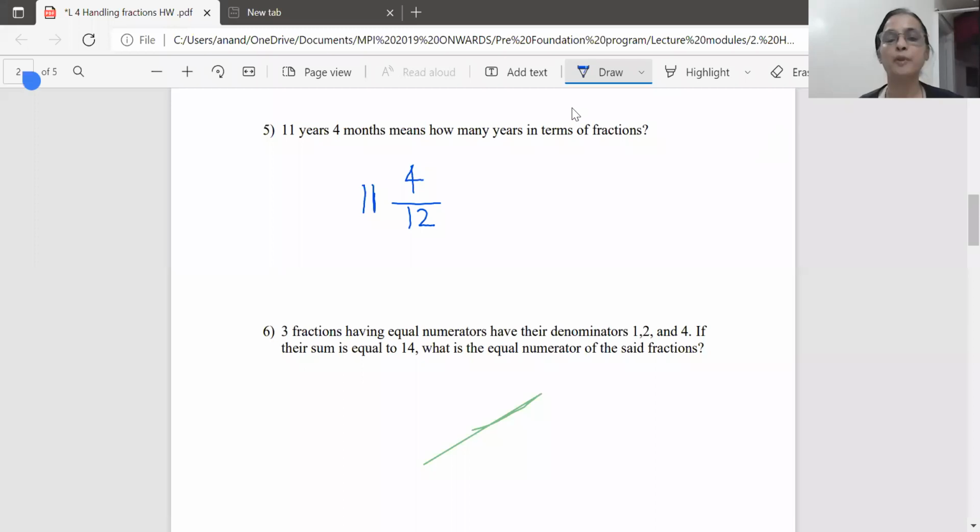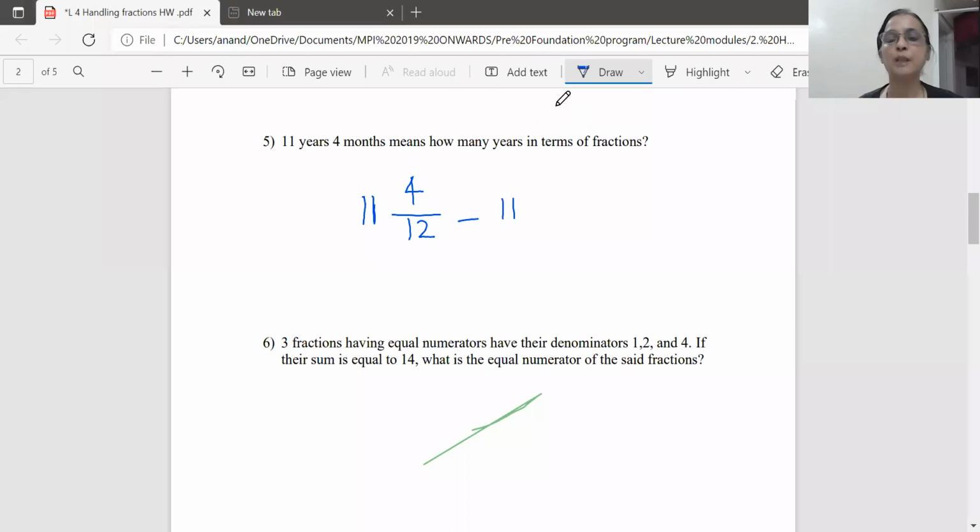In this question you have to take the denominator as 12 and not as 10. So 11 integers 4 upon 12 will be equal to 11 integers 1 upon 3. 4 months is 1/3 year, no? So 11 years, 4 months is nothing but 11 and a 1/3 year. We want it in terms of fractions, and we have to always write the answer as a mixed fraction. Even if we want to make it improper, it will be 11 threes are 33 plus 1, 34 upon 3.